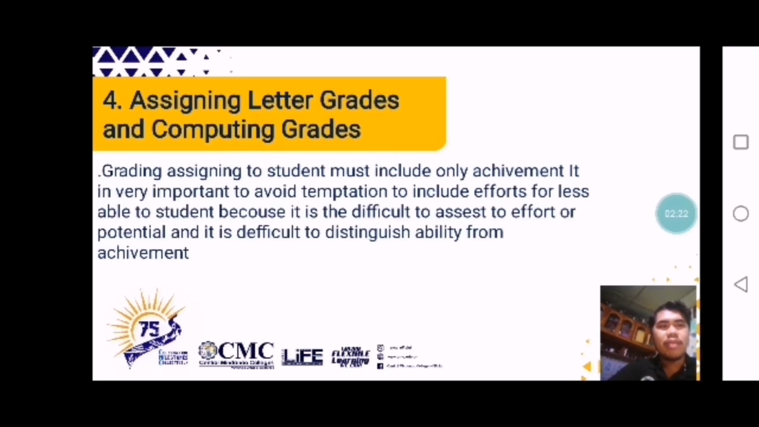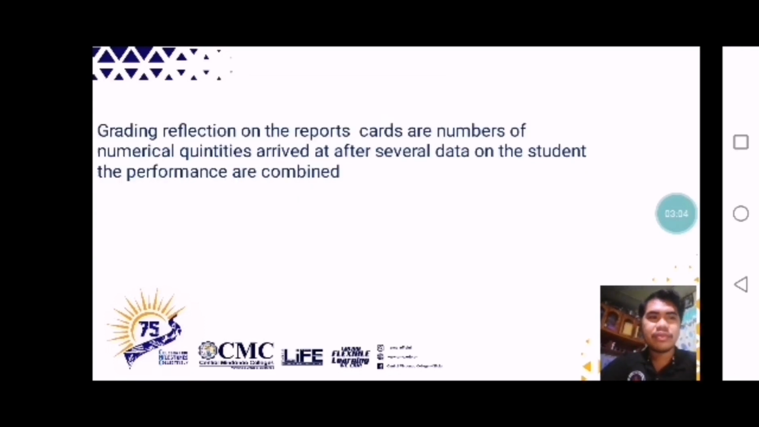And next slide is number four, assigning letter grades and computing grades. Assigning grades to students must include only achievement. It is very important to avoid the temptation to include effort for the least able students, because it is difficult to assess effort or potential, and it is difficult to distinguish ability from achievement.